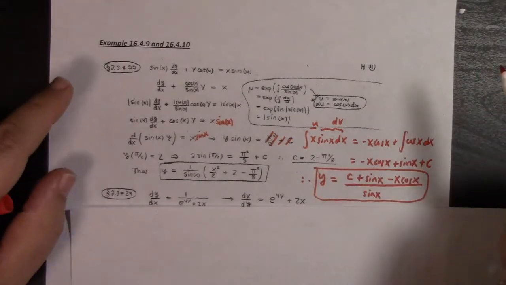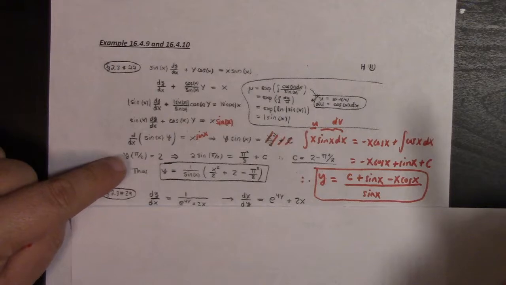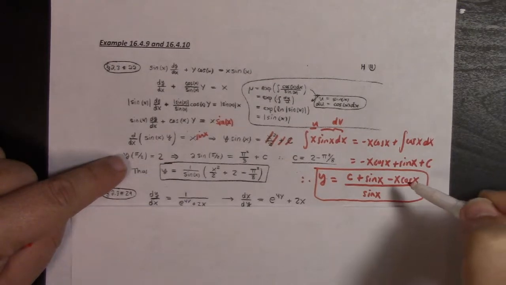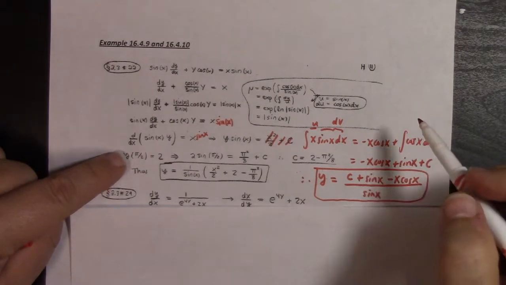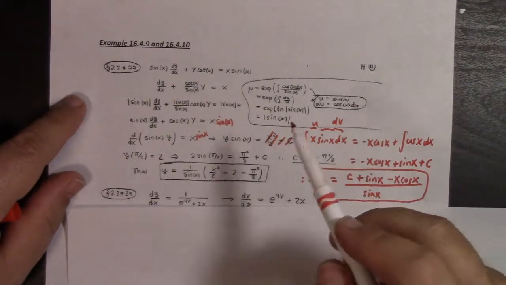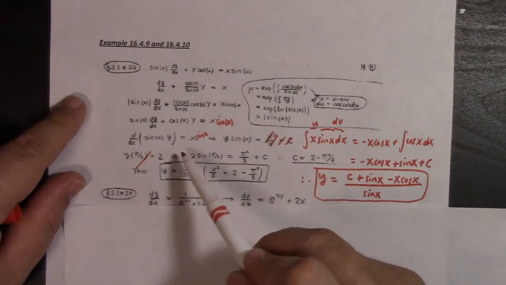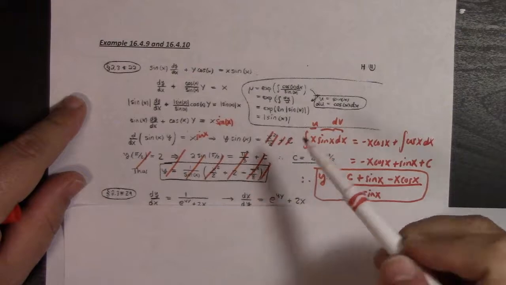So I think that would be the general solution. Now I'm told that y of pi over 2 is 2, and if I plug in pi over 2, so I think this is all junk, unfortunately. Sorry guys.